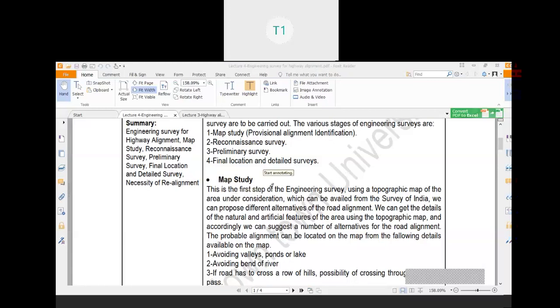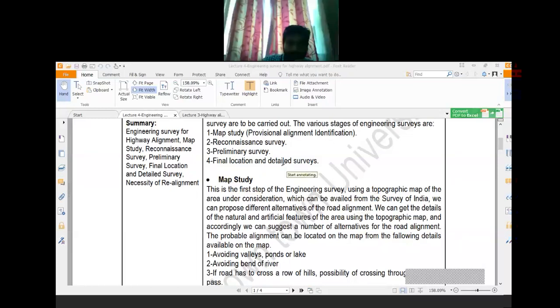So the map study is the first step for the engineering survey, and it uses a topographical map for the entire area. Suppose for your road construction you have decided some area, that your alignment should pass through that area. The first step is to study the topographical map of that area and look for different topographical and geographical features of that area.